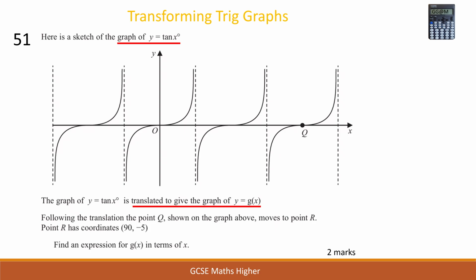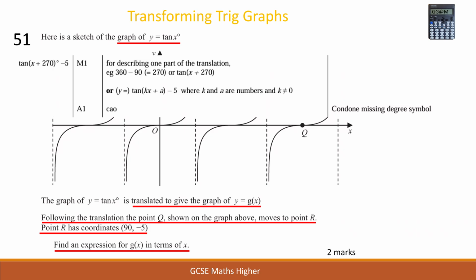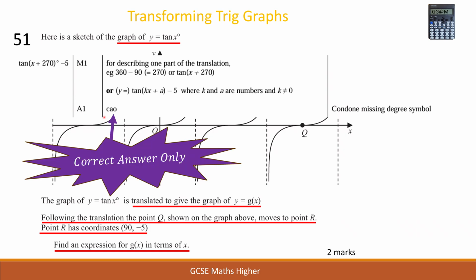So the key bits of information are highlighted here. You've got to find an expression for g of x in terms of x. So hopefully the expression you came up with was tan of (x plus 270), all take away 5. These 2 marks here are a method mark and an answer mark. The CAO is the correct answer only. So make sure you know how to answer this question. Please comment below to let me know how you found this transforming trig graphs, because it can be quite tricky and people find it difficult.